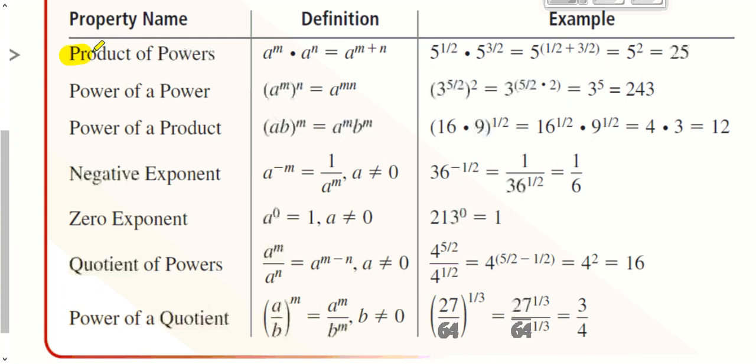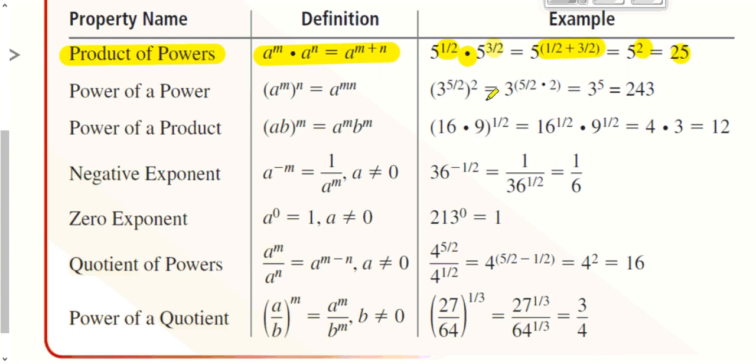So right here we have product of powers, and we've talked about a little of this already, but just to have it all written down, again, make sure you write all of this page down like you do on all of your core concepts always. The definition for product of powers is that a to the m power times a to the n power is a to the m plus n. So when you're multiplying the bases that are the same, like these a's, then you will add the exponents. For example, 5 to the 1/2 times 5 to the 3/2.